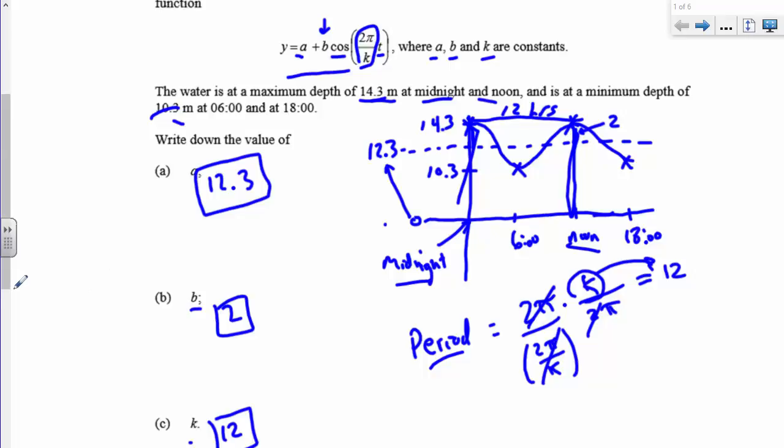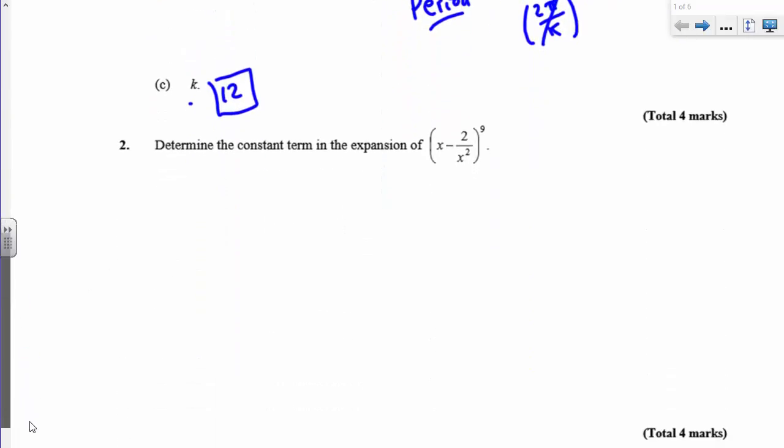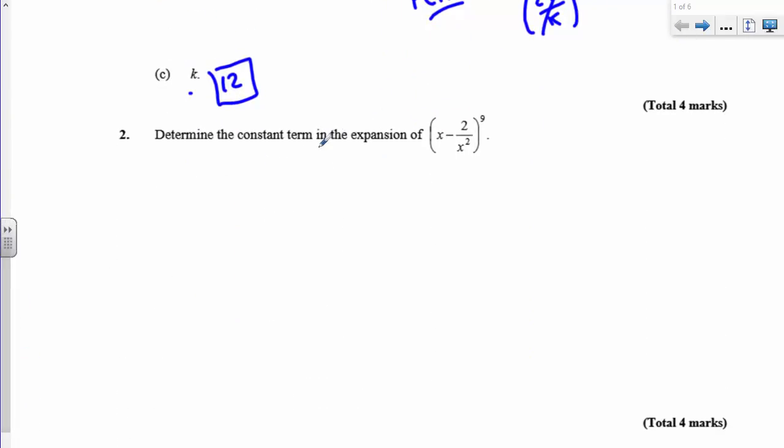Alright, so we go down to number 2. Determine the constant term in the expansion of (x minus 2 over x squared), everything raised to the power of 9. This is called a binomial, and we're going to expand it, so this is a binomial expansion.